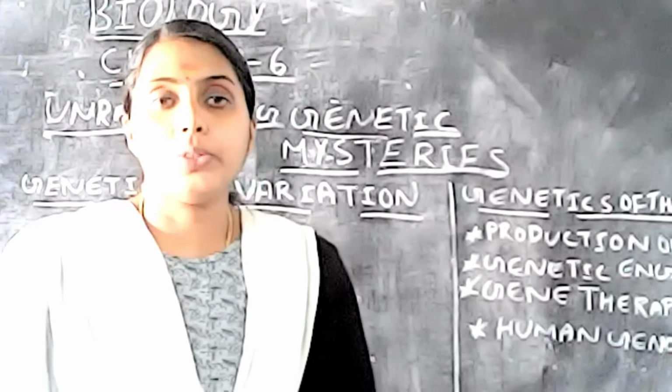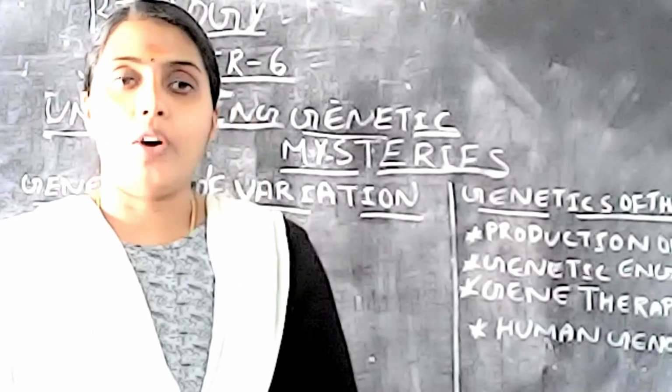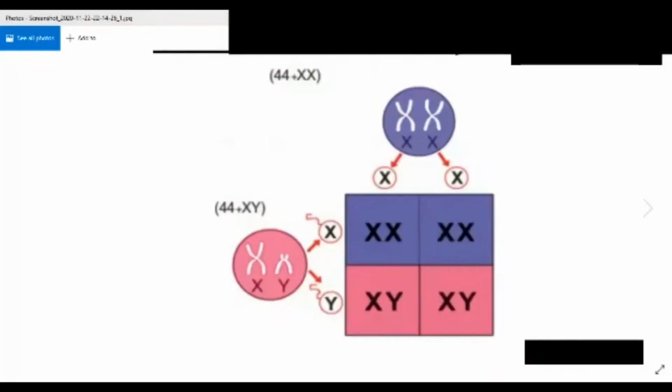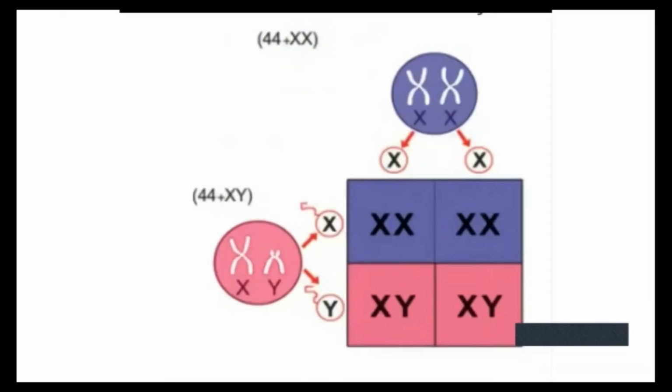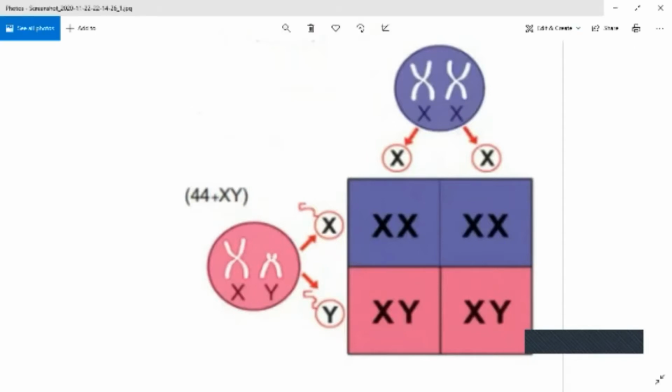Now we are going to see how a male and female child is born. Here we have already discussed the number of chromosomes present in human beings. Last class we discussed that 46 chromosomes are present in our human cell, and of those, 44 chromosomes are somatic chromosomes and 2 chromosomes are sex chromosomes.